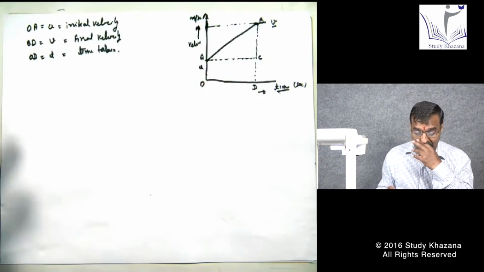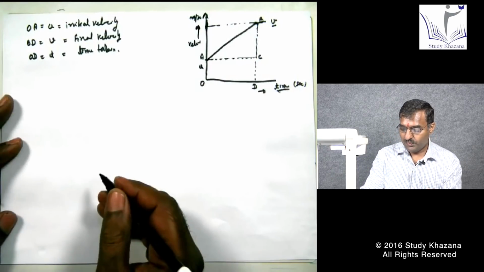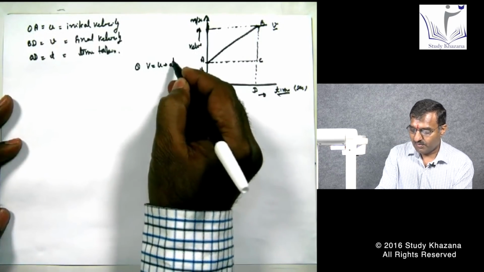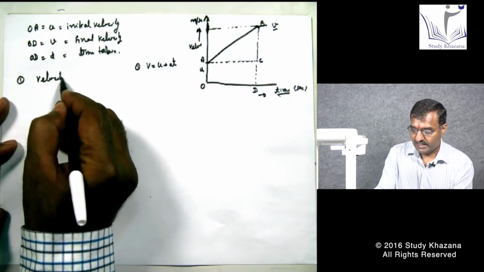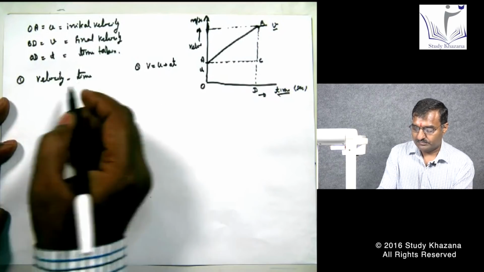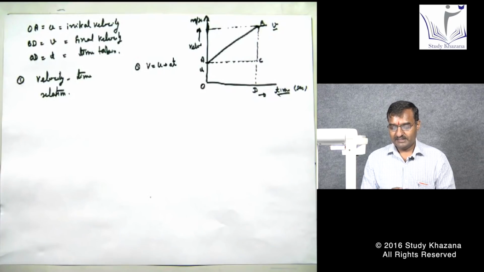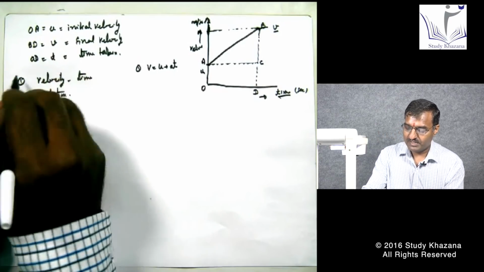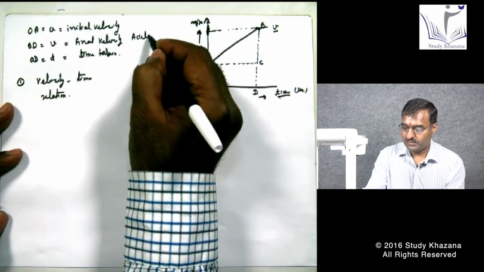Now what do I have to derive? I have to derive the equations. The first one is V equal to U plus AT. So what is this? This is the velocity-time relation. Now to derive this equation, I have mentioned here the initial velocity, final velocity, time taken, and of course acceleration is A. The object has uniform acceleration equal to A.